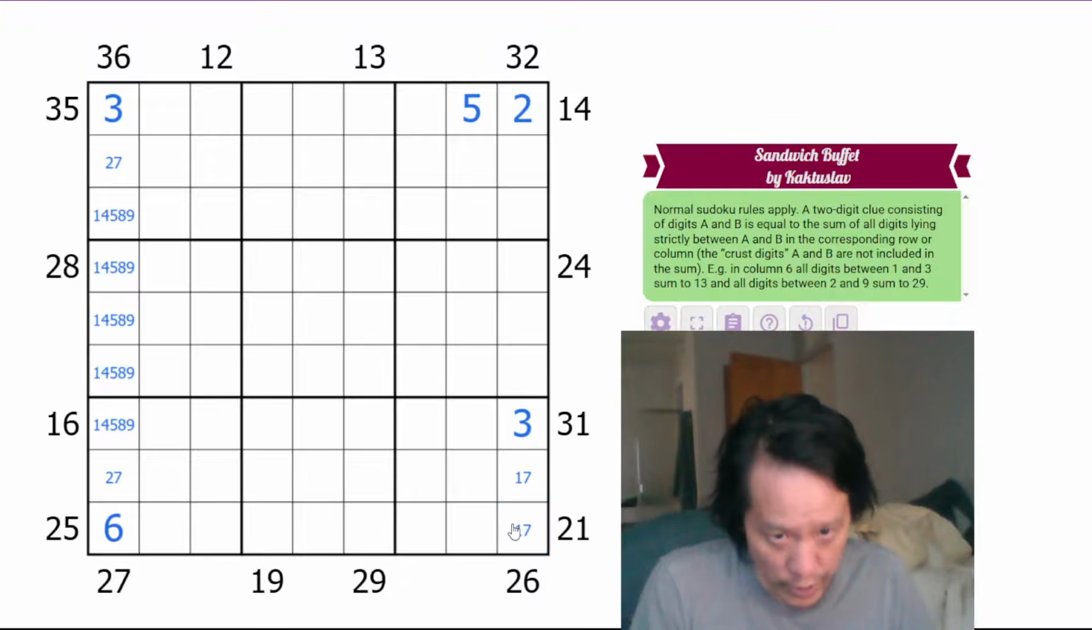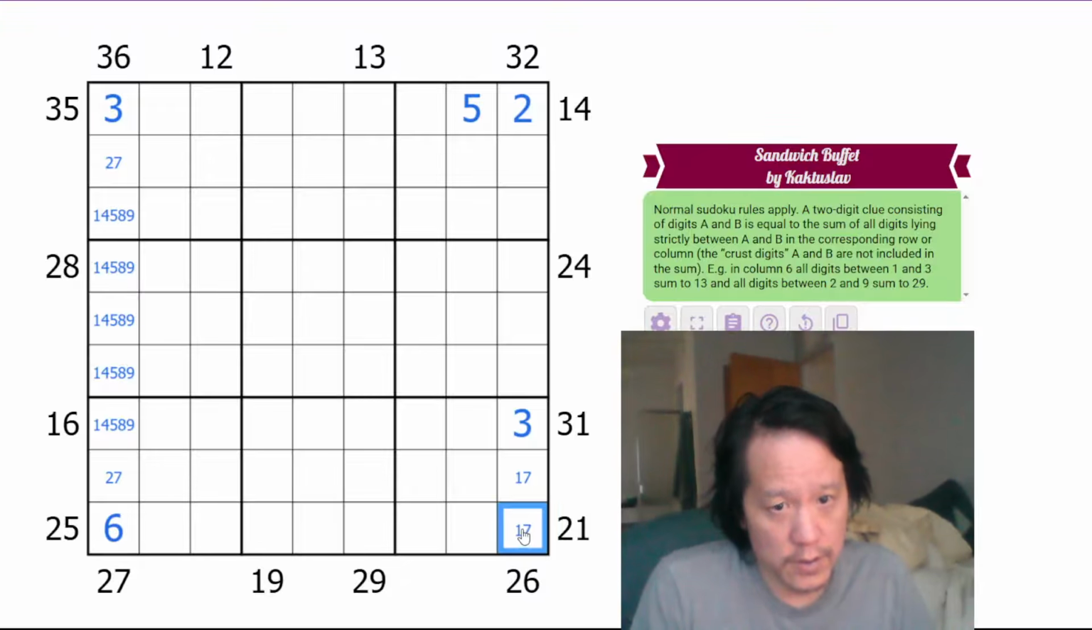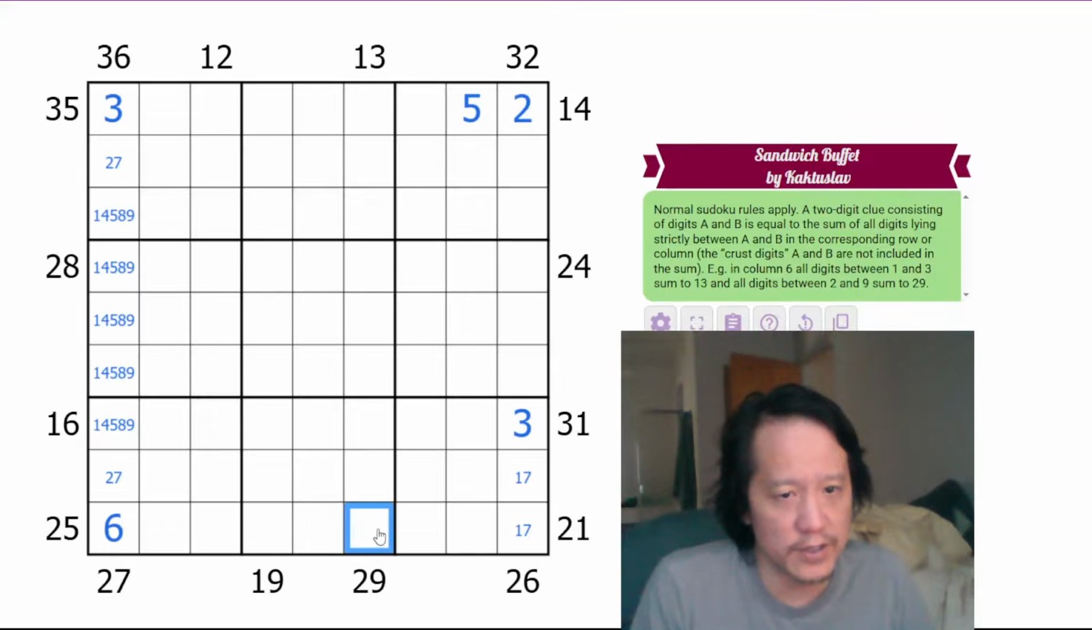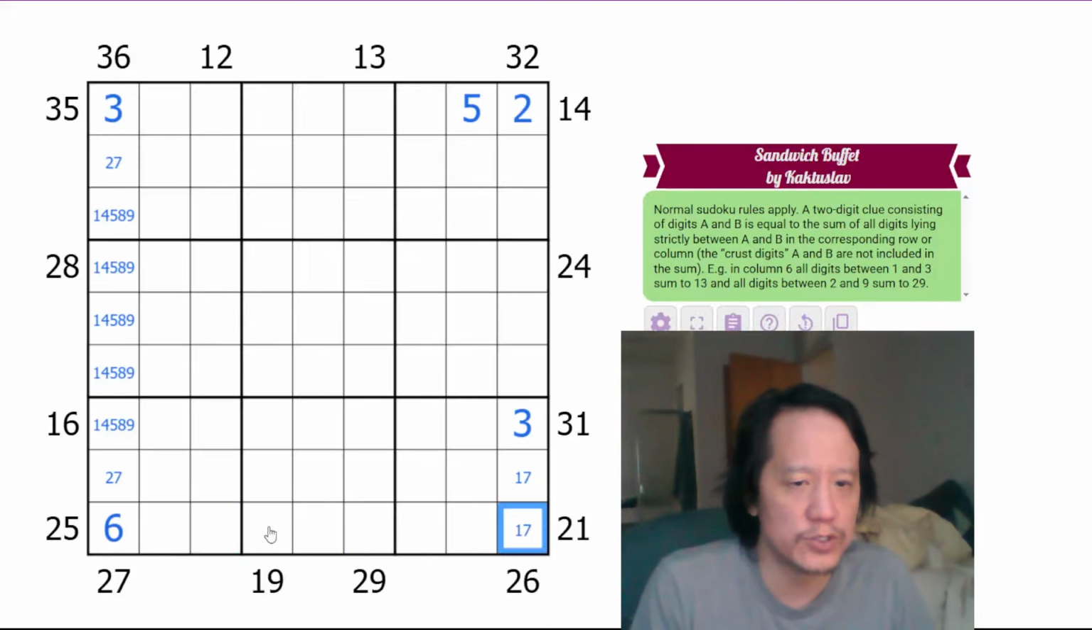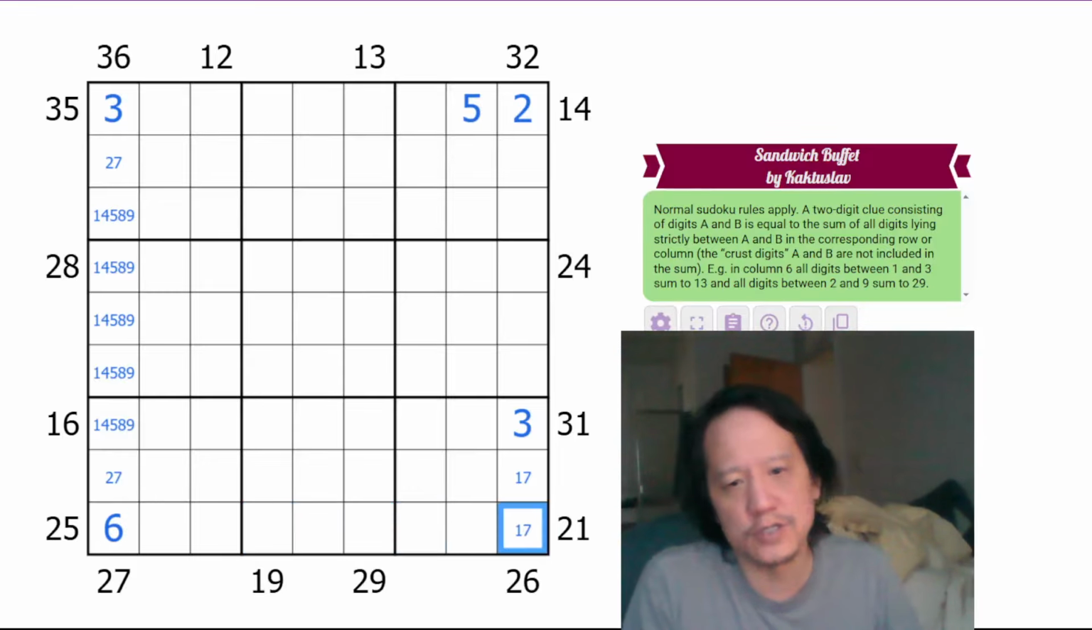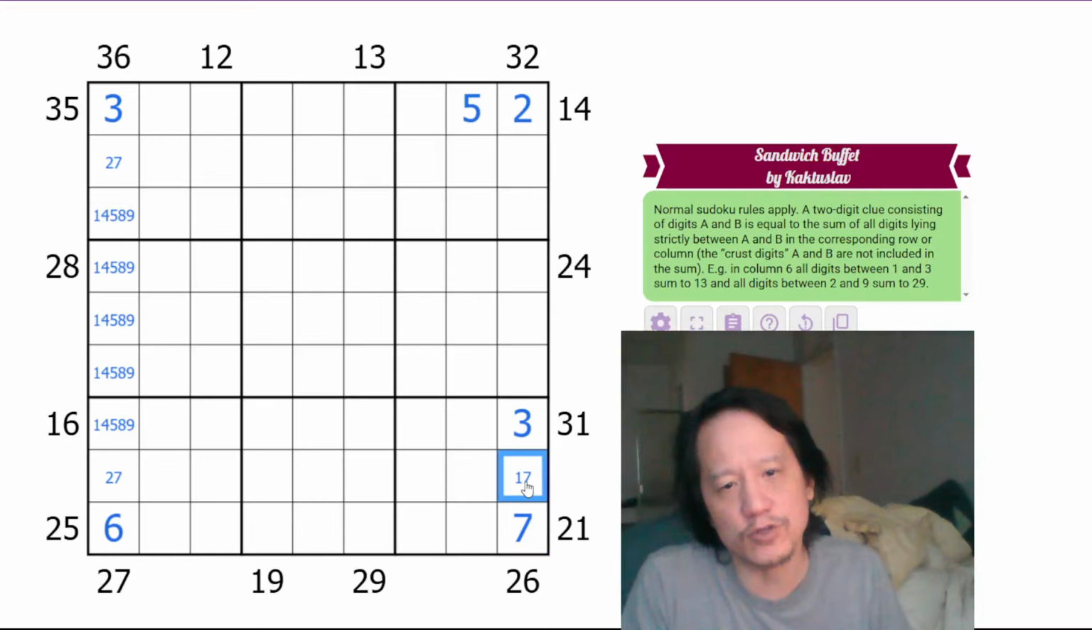If this were 1, you cannot have 2 in between and then 5 on the other side. So 2 would have to be on this side of 5, but then the sum between 2 and 5 would be less than the sum between 2 and 1 because there are just fewer digits there. So this has to be 7, which makes this 1.